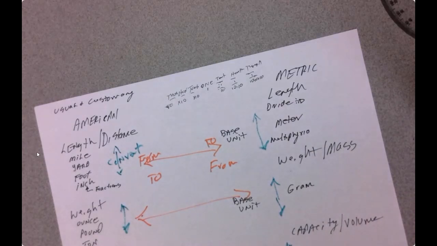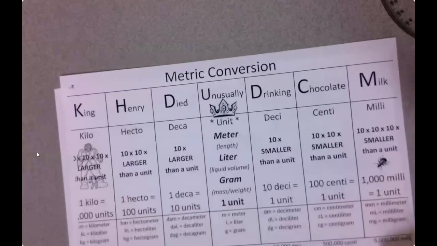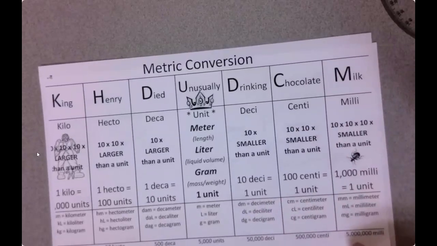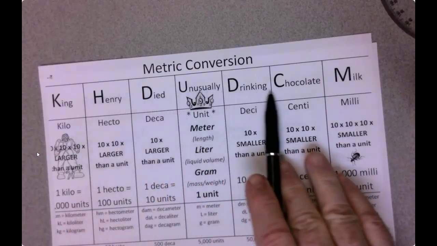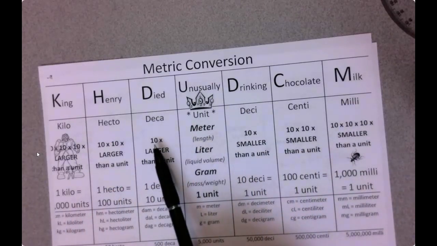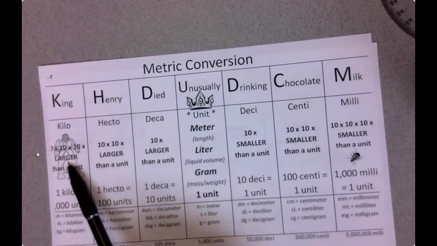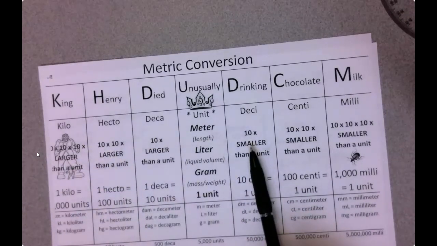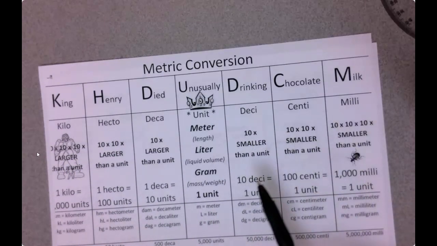The only challenge again is you have to remember that the place values of measurement in the metric system have particular names, and this is sort of a memory jogger: King Henry died unexpectedly drinking chocolate milk. So here's your base unit. 10 of the base units is a deca, 100 is hecto, and 1,000 is kilo. A tenth of a base unit is deci, 100th is centi, 1,000th is milli.